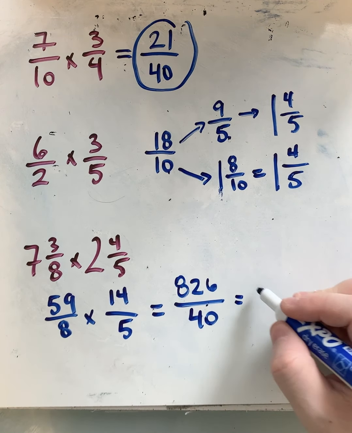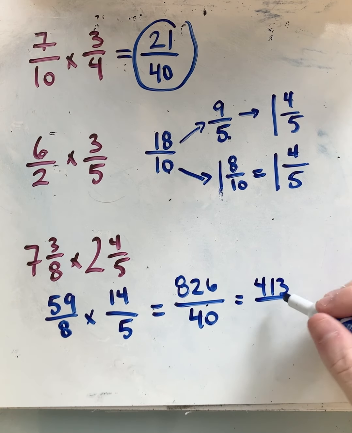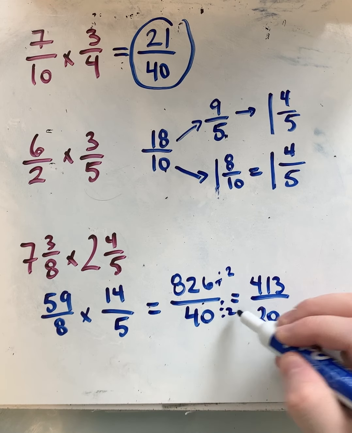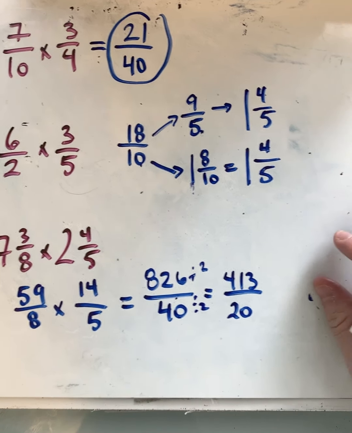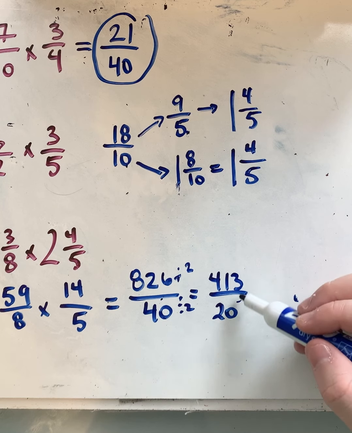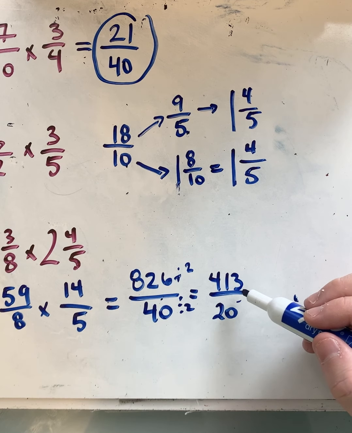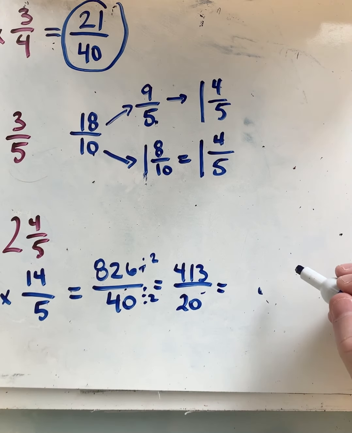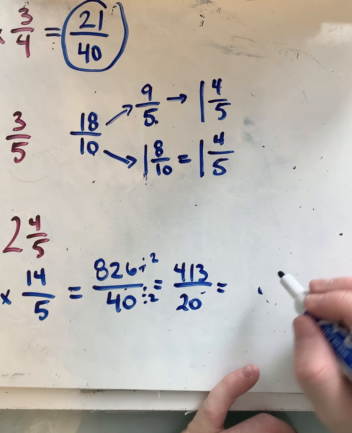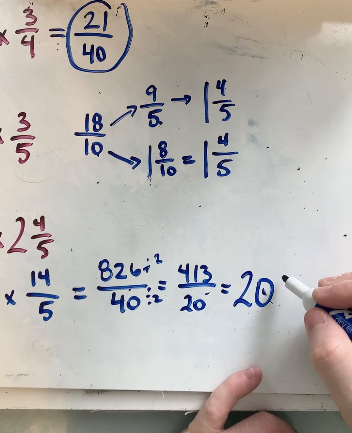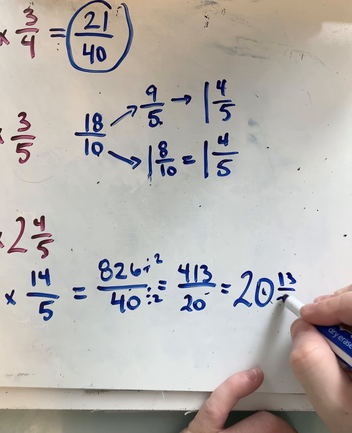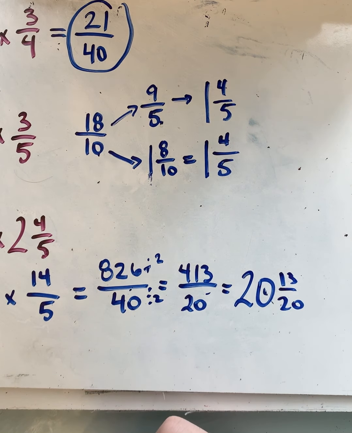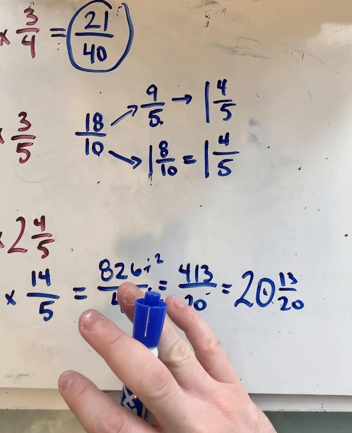So we divide it, we get 413 over 20, because we're dividing each by 2. We know that this number is not going to be able to be divided further. So let's turn it into a mixed number. 20 goes into 413. Well, 20 times 20 is 400, so 20 times. And what do we have left over? We have 13/20 left over. Okay, so that is very simply the knowledge base of it.